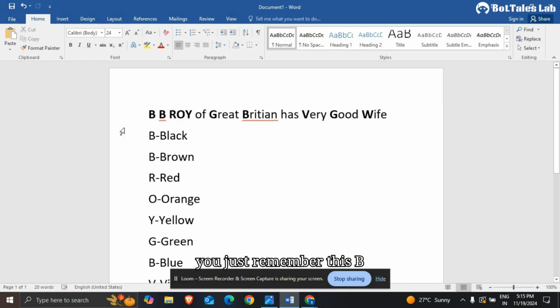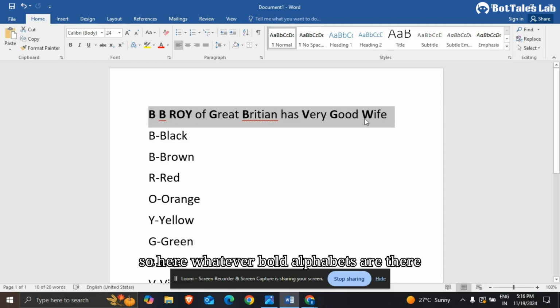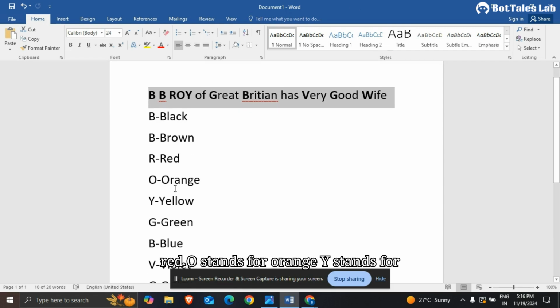Just remember this: B. Roy of Great Britain has very good wife. Here, whatever bold alphabets are there stand for colors. As you can see, the first B stands for black, the second B stands for brown, then from Roy, R stands for red, O stands for orange, Y stands for yellow, and then after that nothing is there.